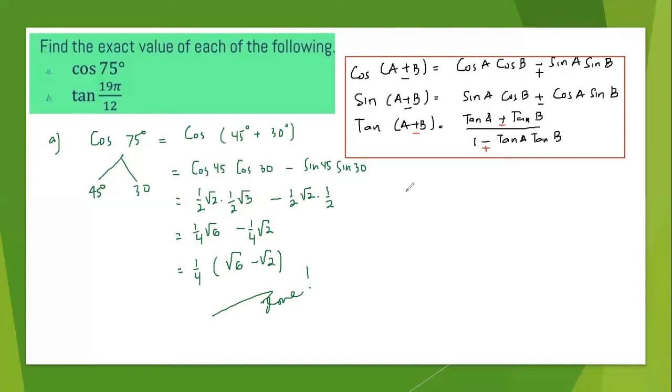Okay, we go to question B. What's the question B? The question B is tangent 19 pi over 12. Pi is 180 degrees, right? So by using the calculator, 19 times 180 divided by 12, we got 285. So here is tangent 285 degrees.